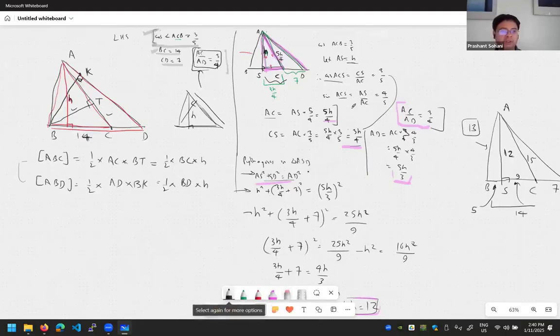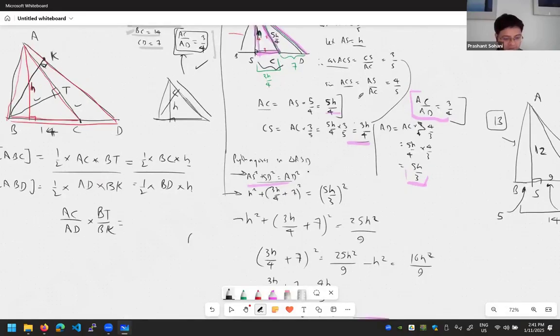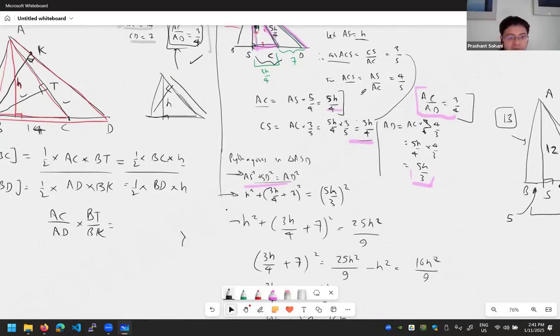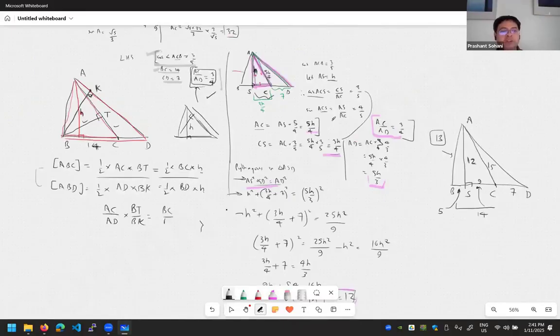And now I can take the ratio of both. If I divide this and equate, lots of things are going to get cancelled, and ultimately what I'm going to get is, see, all the halves will cancel. I'll have AC upon AD, whose value I know because that is given to me. And on the right hand side again, h will cancel and I'll have BC upon BD, which value I know, that is 14 by 20.